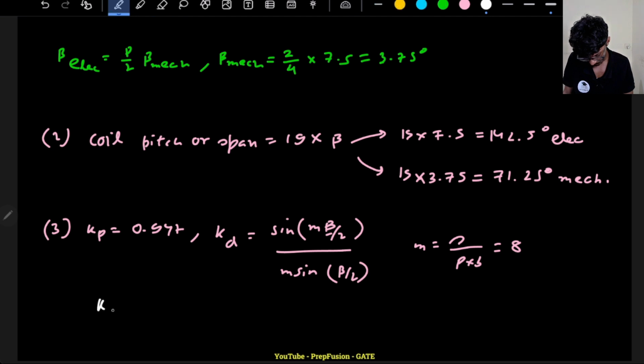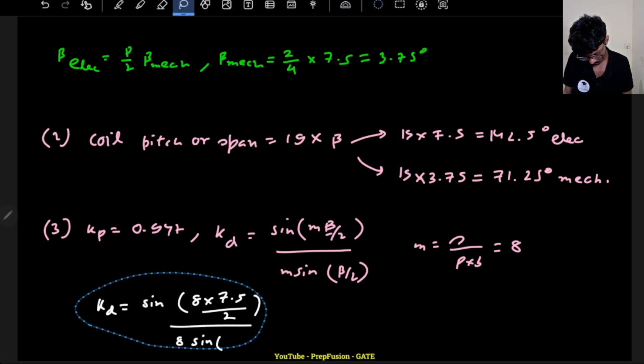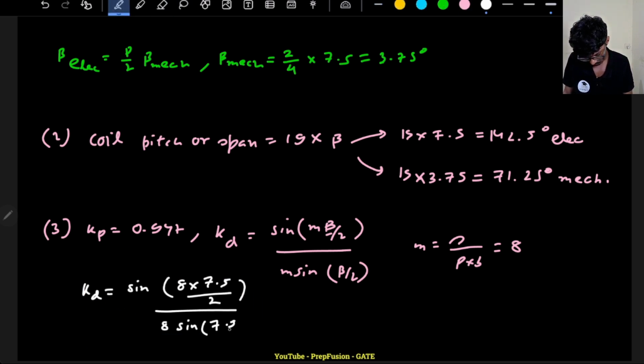Beta electrical is 7.5. So Kd will be sine of 8 into 7.5 divided by 2, divided by M, that is 8 into sine of 7.5 divided by 2. Okay, this will be equals to 4 into 7.5 sine divided by 8 into sine 7.5 divided by 2. Okay, this will not work.